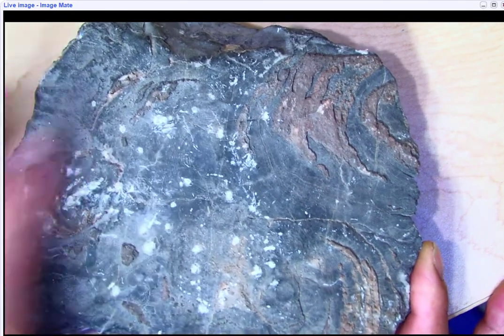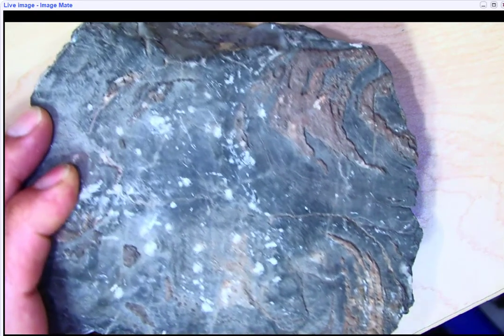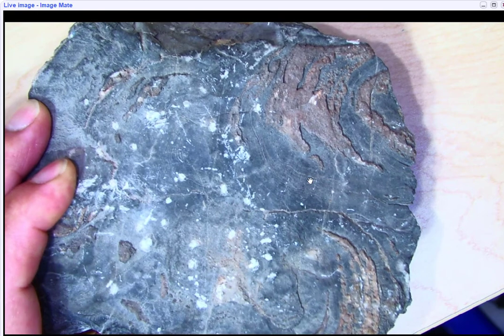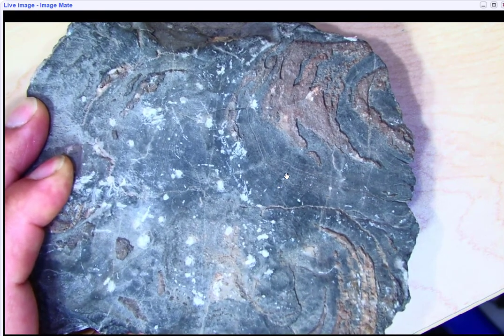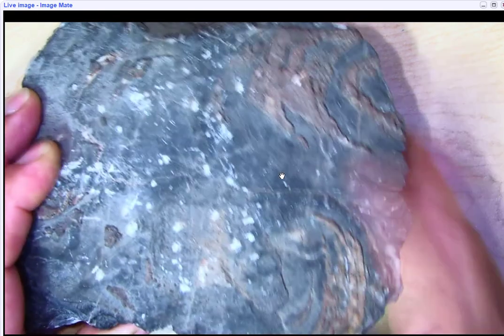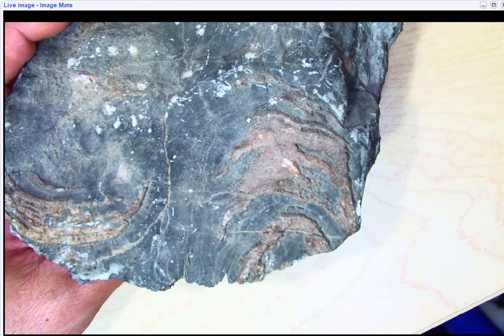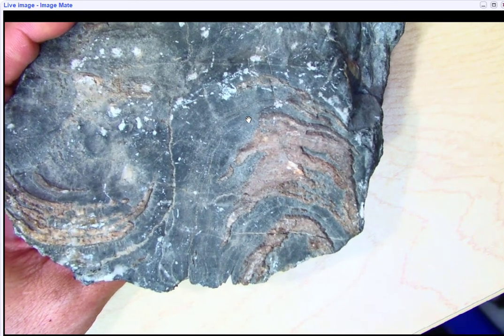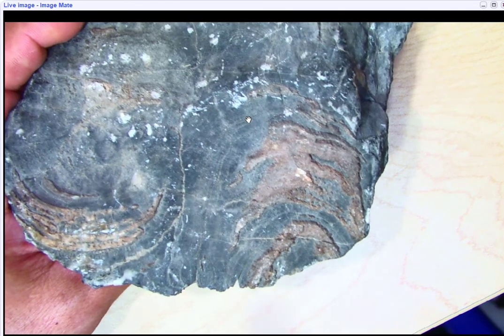If we look a little more carefully in here, you can see these curvy structures, and you can really see the fine laminations. If we look at the sides here, you can definitely see those mound-like structures. So this is sample number 1.